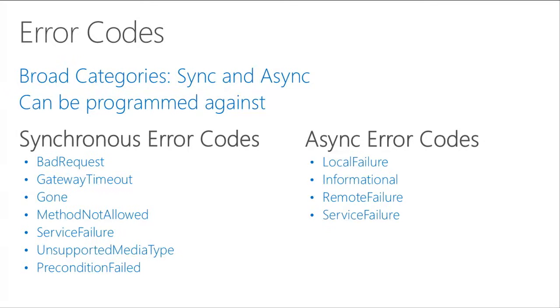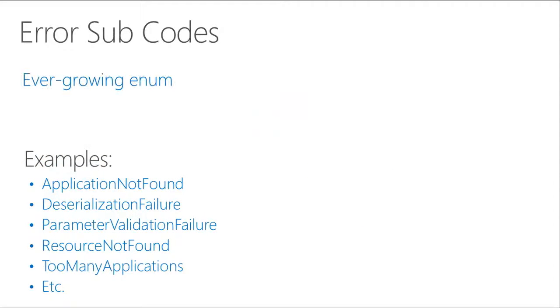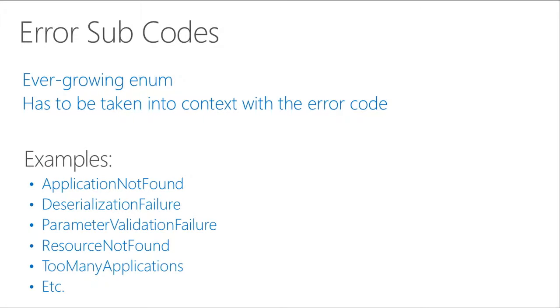And error subcodes, just like error codes, are also very valid. You can program against them. UCWA will make sure that we don't break any existing client scenarios with that. In order to make sense of what the error subcode means, you have to take it into account with the error code. It doesn't generally give you much information by itself. Some examples of error subcodes are application not found, deserialization failure. If you see these error subcodes alone, you won't get much information. What does application not found mean? It'll typically come with not found as the error code.